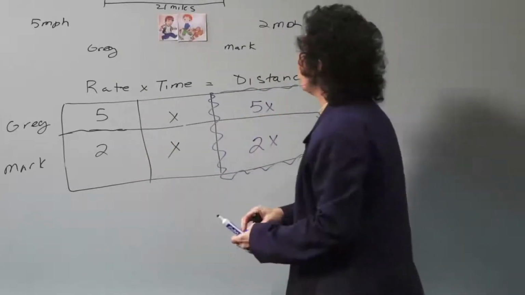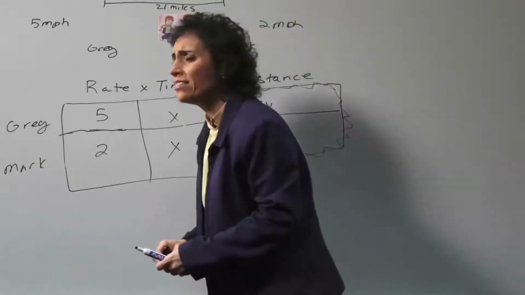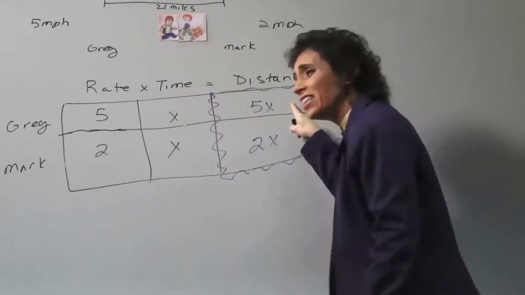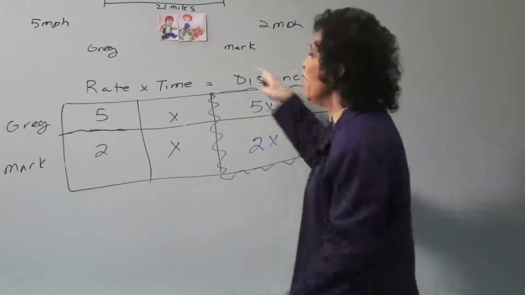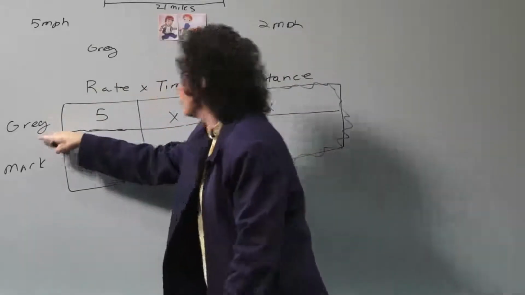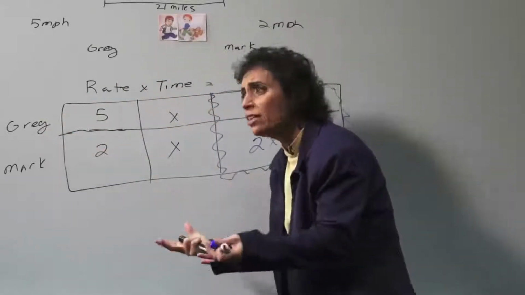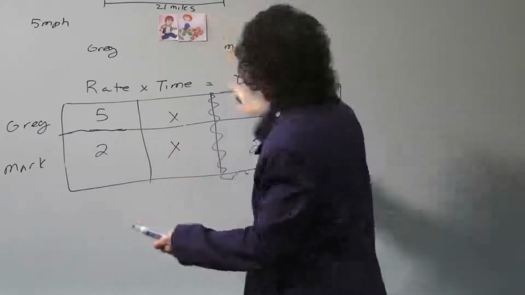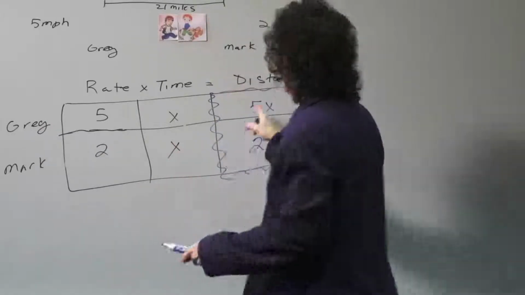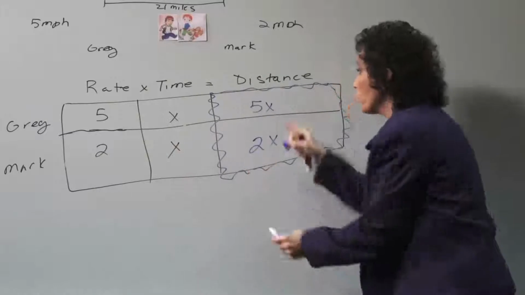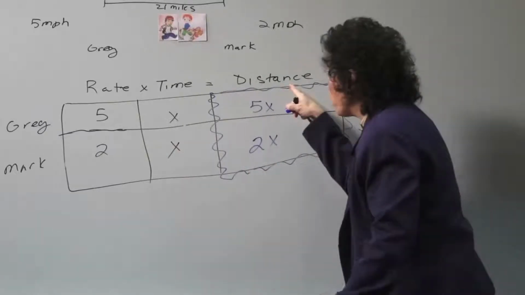Now listen, some of you are going, well, what happened to that 21 miles? That's distance. You can't put 21 miles here, because if you put 21 miles here, it means Greg walked 21 miles. Did Mark do nothing? You can't do that. So that doesn't go in the chart. But now I squiggled, and remember the squiggle tells me I'm writing the equation about distance.